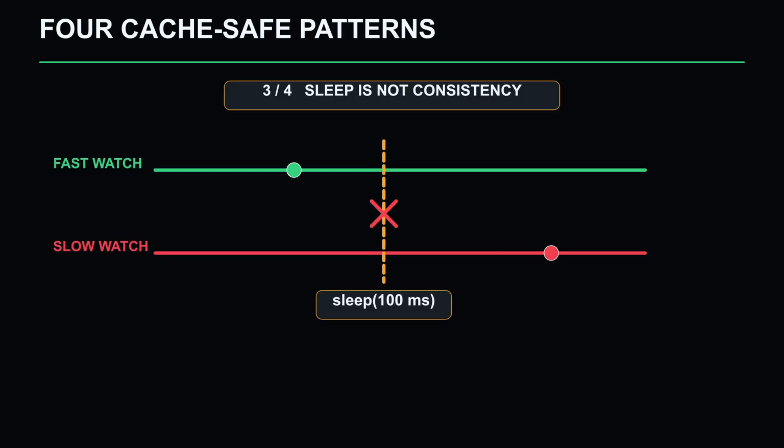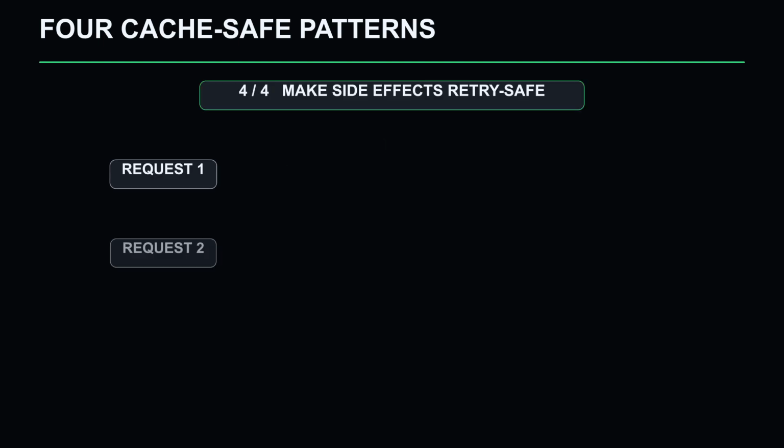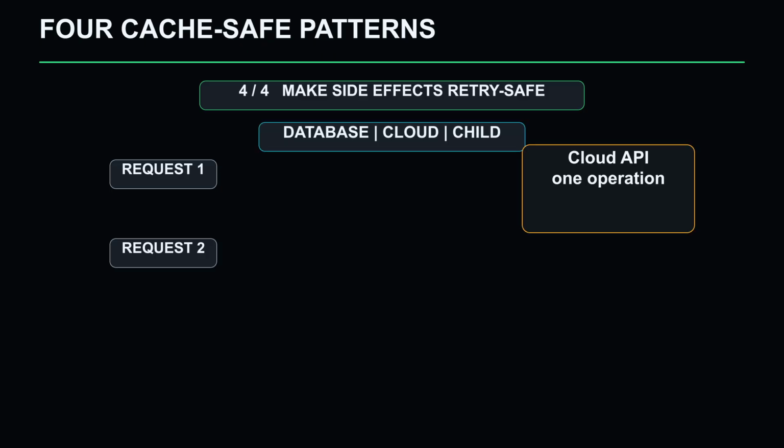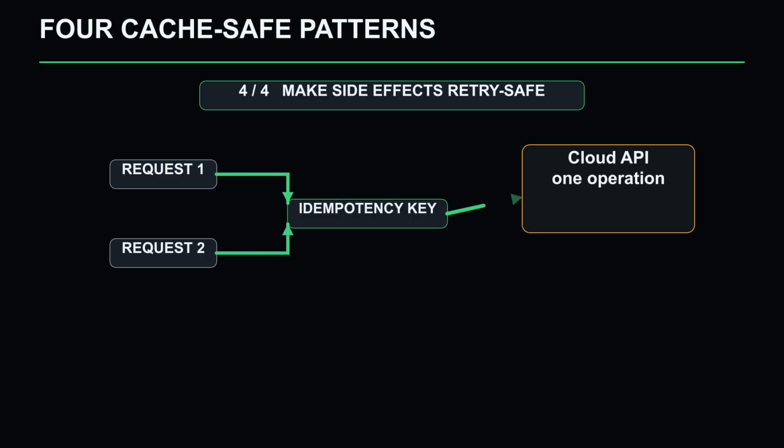Third, do not call a random sleep consistency. It can be too short during trouble and needless during normal operation. Finally, keep side effects retry safe. A database call, cloud request, or child resource creation must tolerate repeated reconciliation.